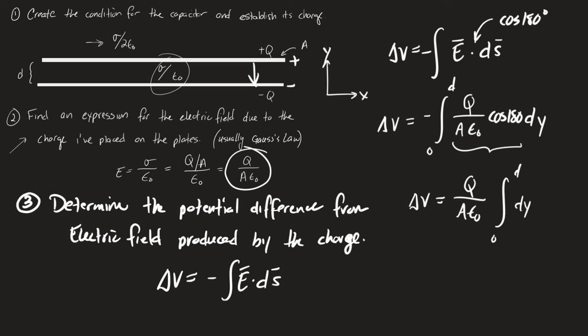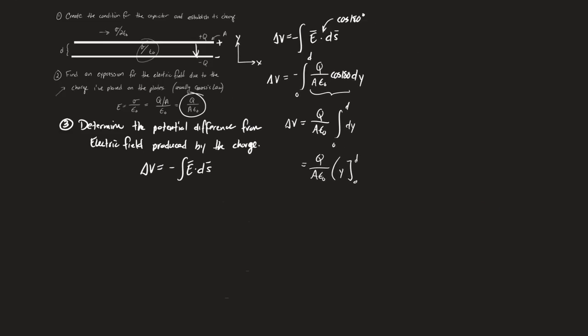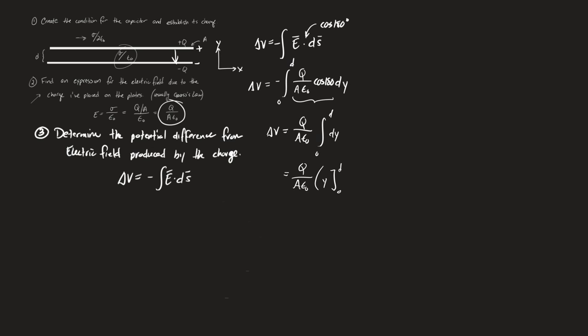Now, I do expect you to do this calculus because this is just the integral of 1 with respect to y, which means it's the integral of y to the 0 power. Do I have to go through the whole rigmarole again to prove to you that the antiderivative of 1 with respect to y is just y? Is that okay? All right, we're almost done. So we have that the potential difference across a capacitor is Q over A epsilon naught times d.